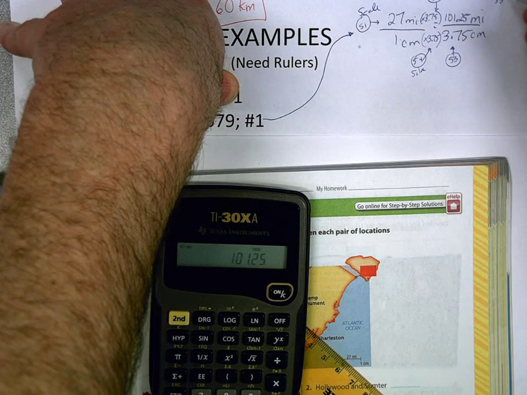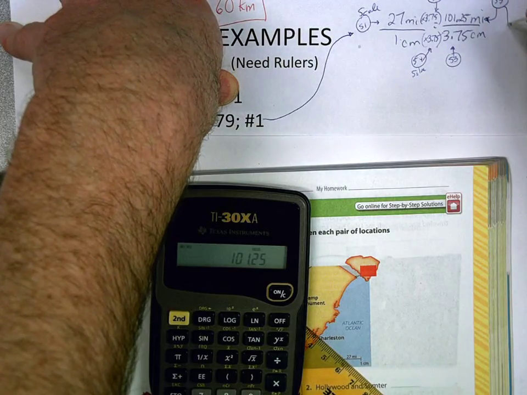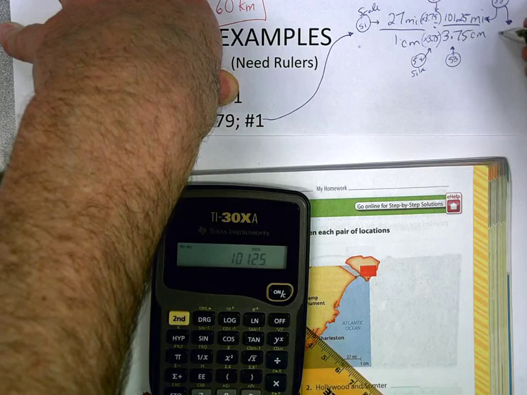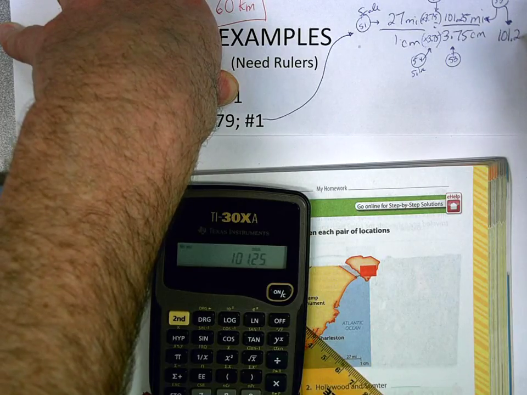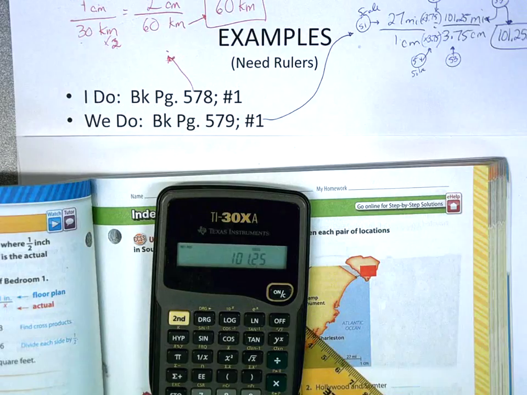Now, the other thing I want to say is this, be very careful. You need to be very clear. They're asking how far is it between the two cities. Write it down as a clear-cut answer. It is 101 2/25 miles. Write it by itself. And there's our answer.